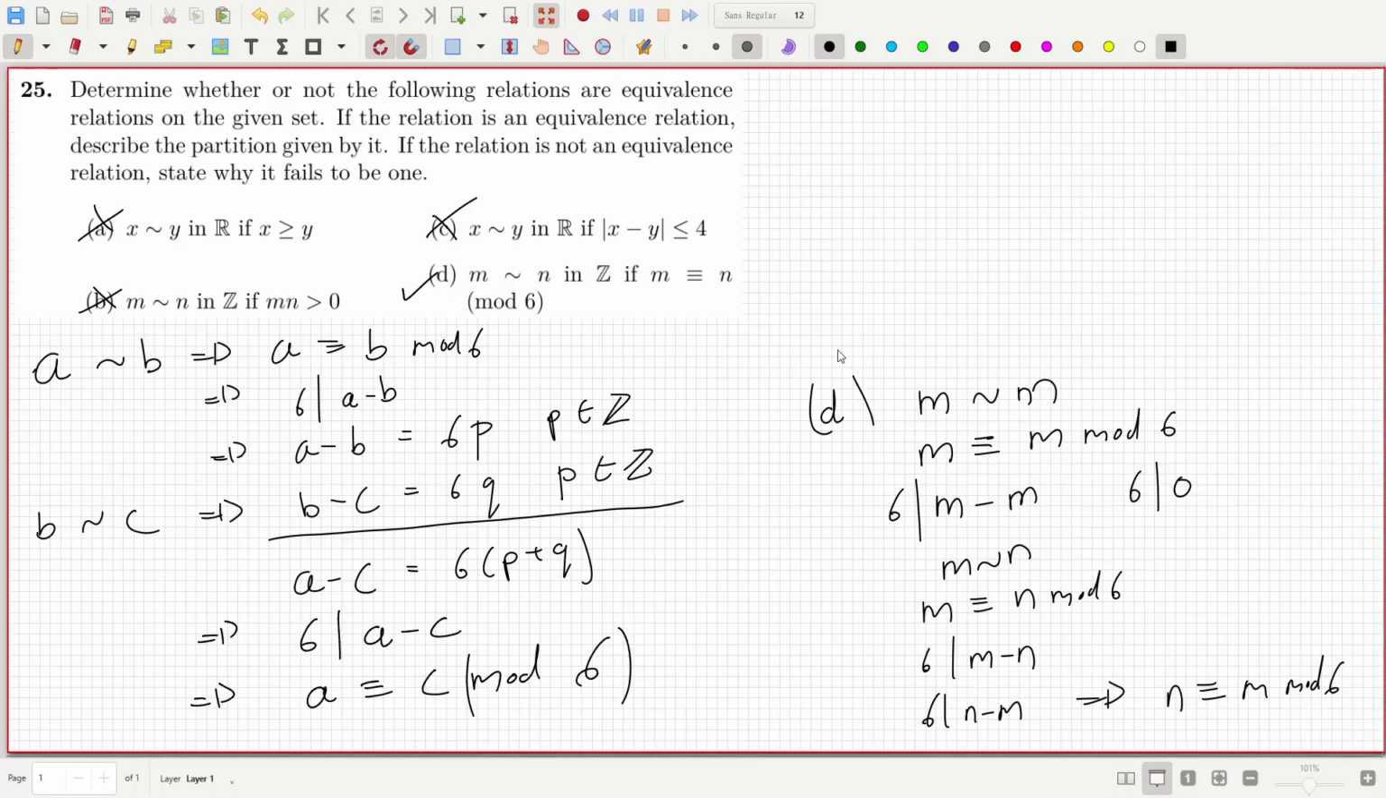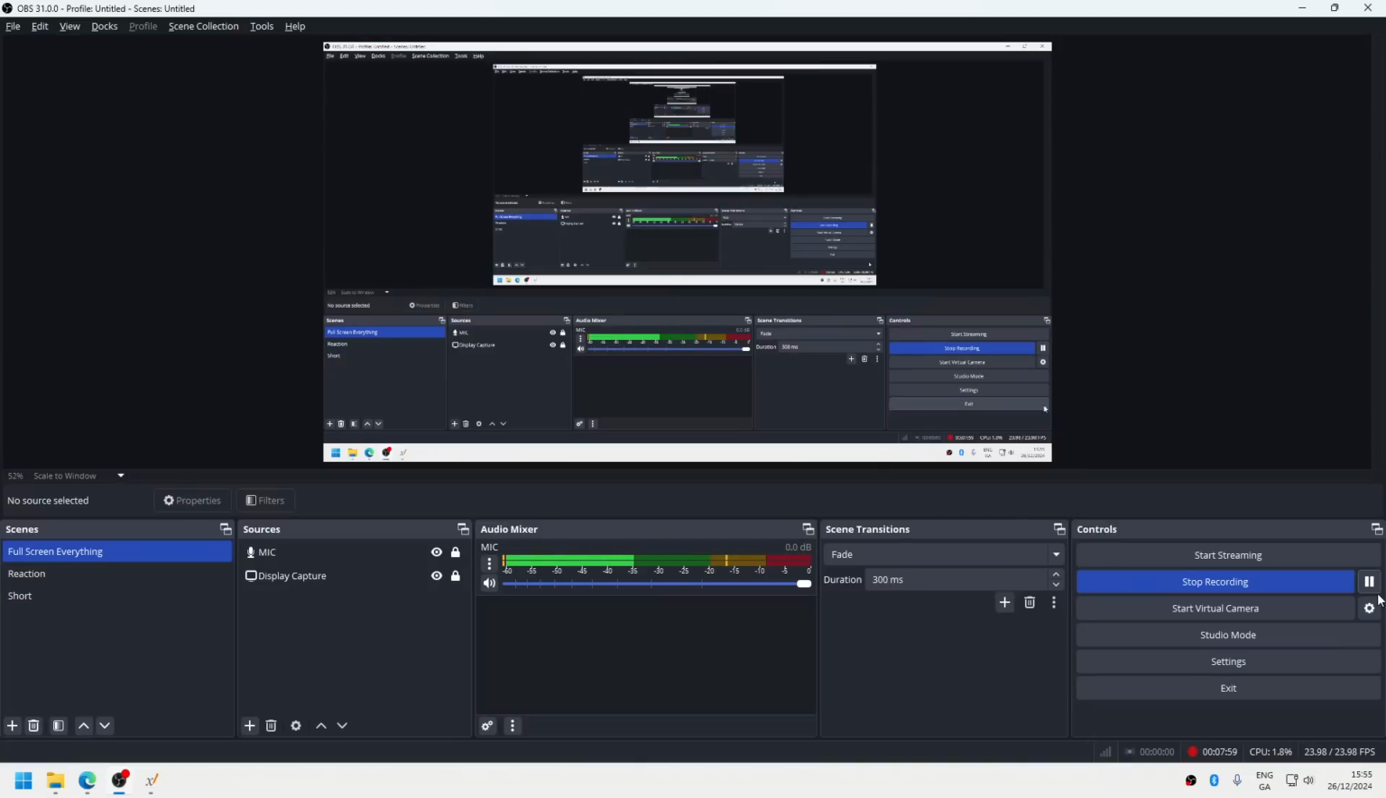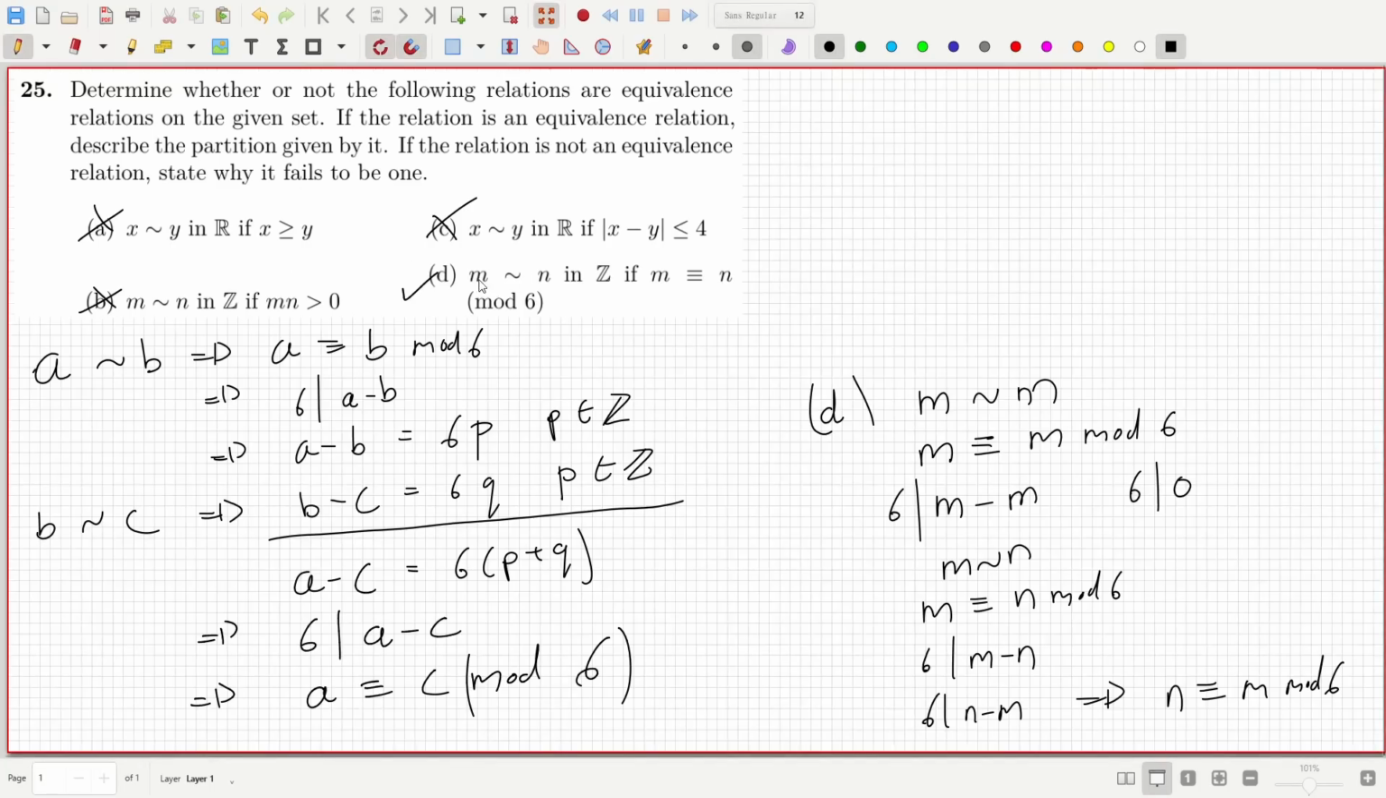So as far as I can tell, only the last one is an equivalence relation. Let me check. Yeah, that checks out. The others all fail, and the last one, I believe, is.